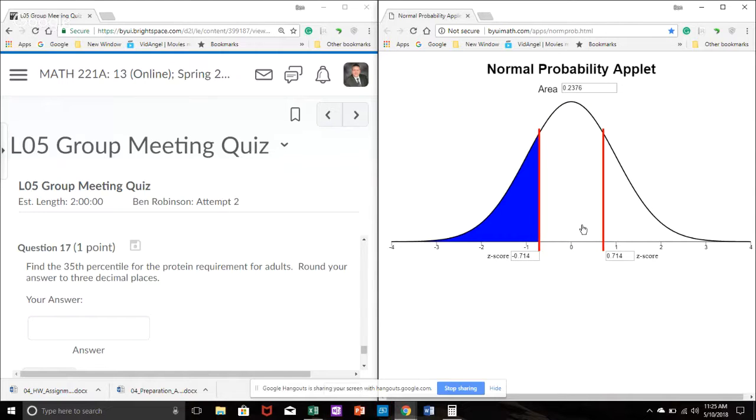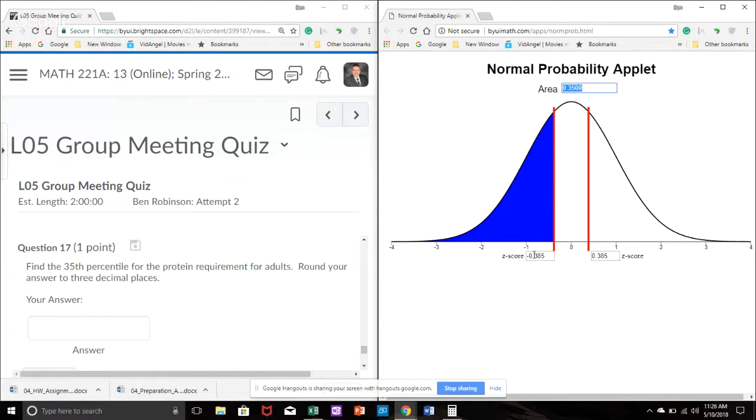Now, at the above, we write 0.3500. Okay. Now we have the z-score that would be 0.385, right?